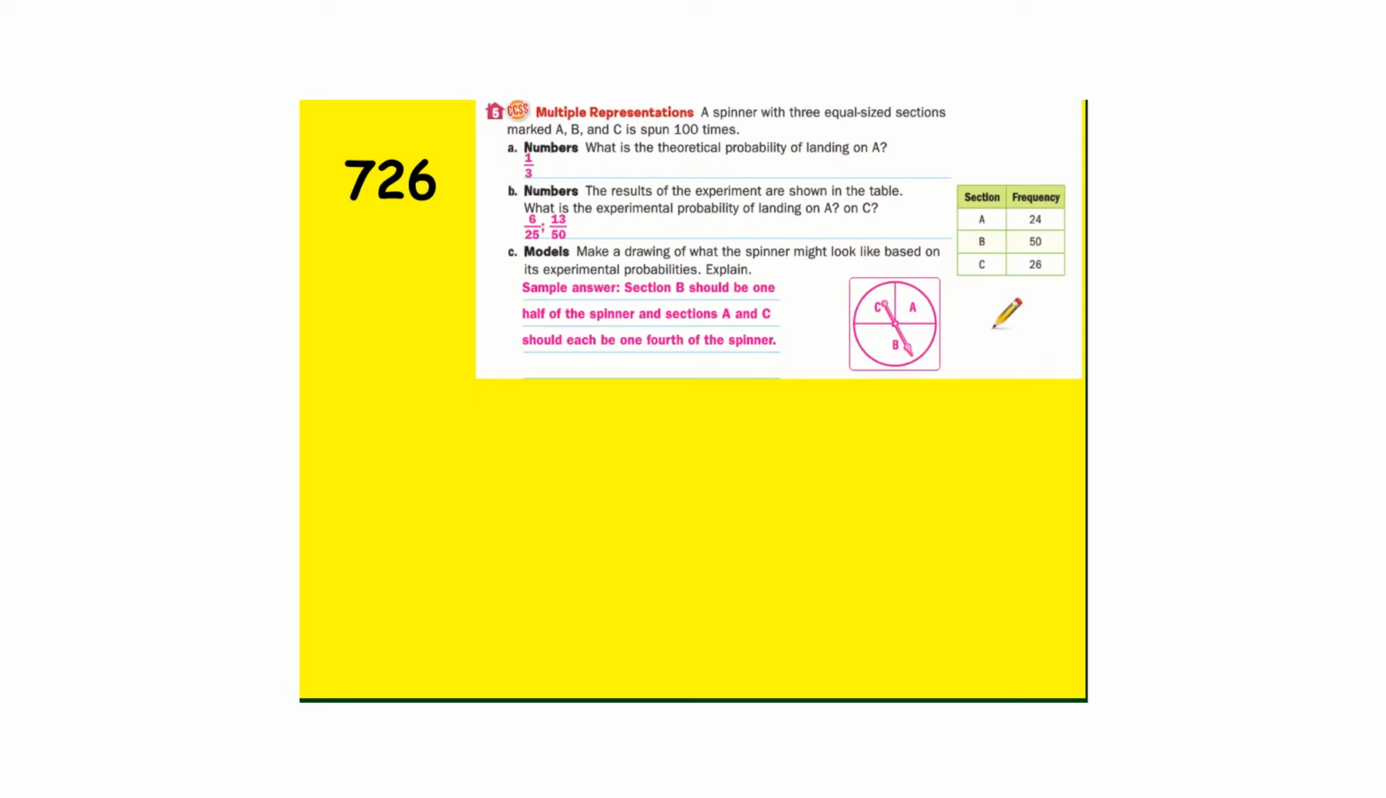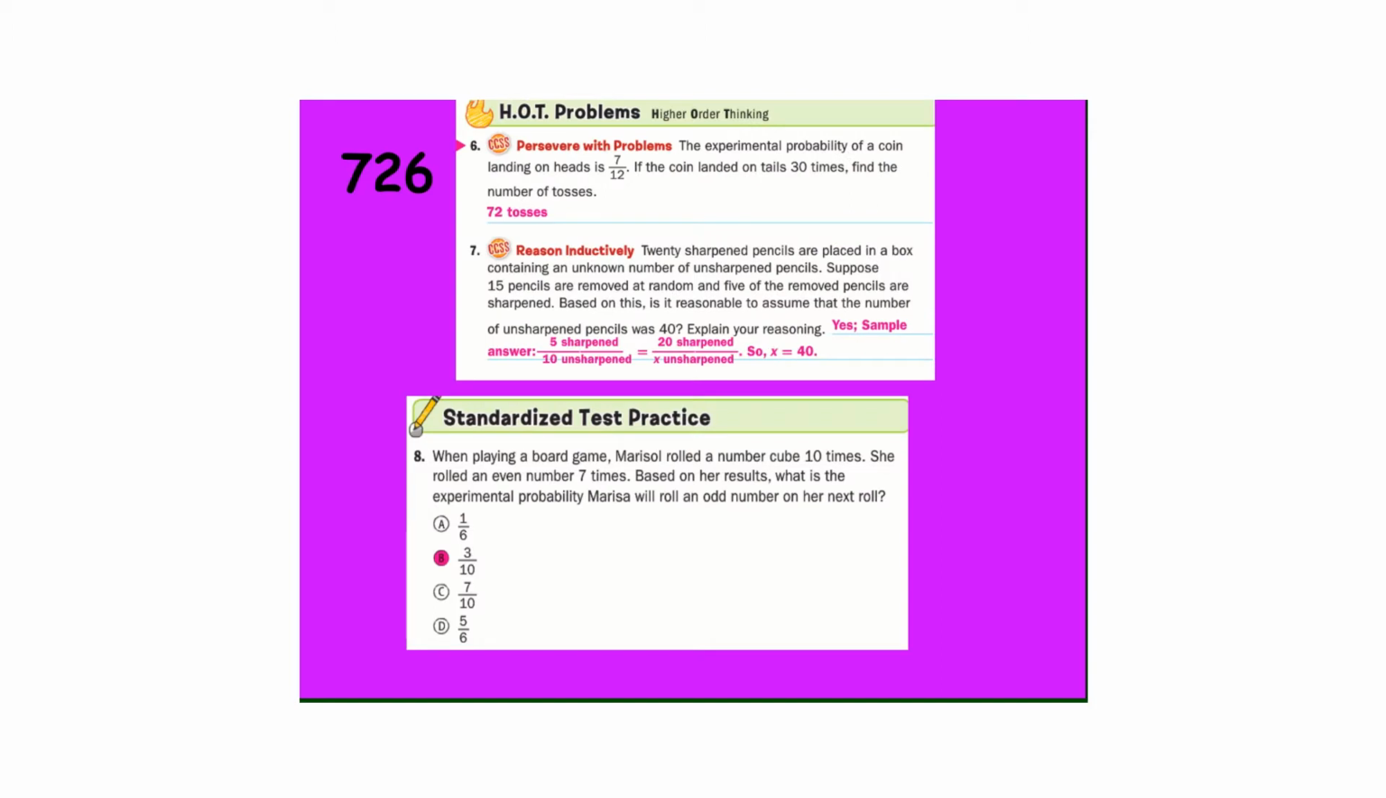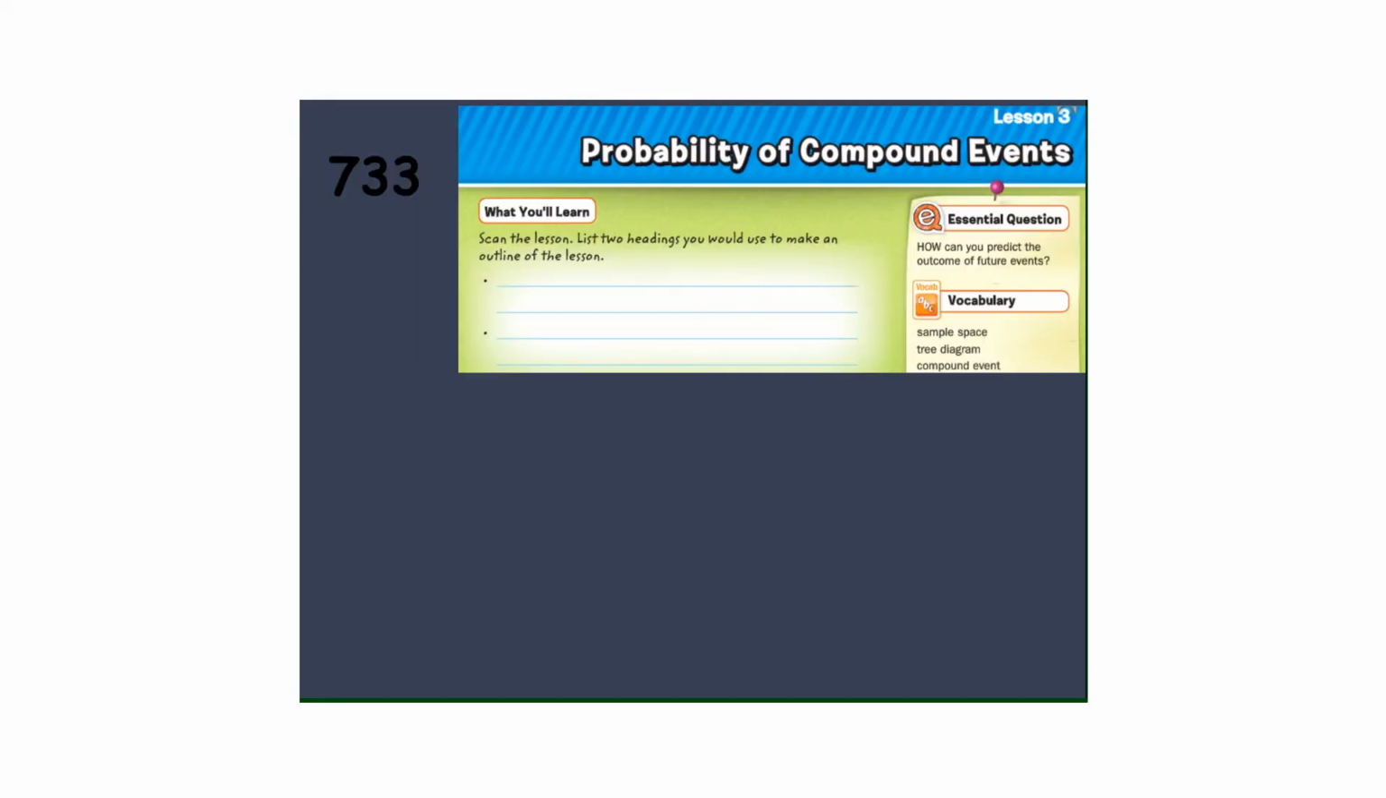Moving on to 726. And now the lesson. Probability of compound events. Amy wants to pack enough items to create 6 different outfits. She's packing 1 jacket, 3 shirts, and 2 pair of jeans. Can she create 6 different outfits from her clothing items?